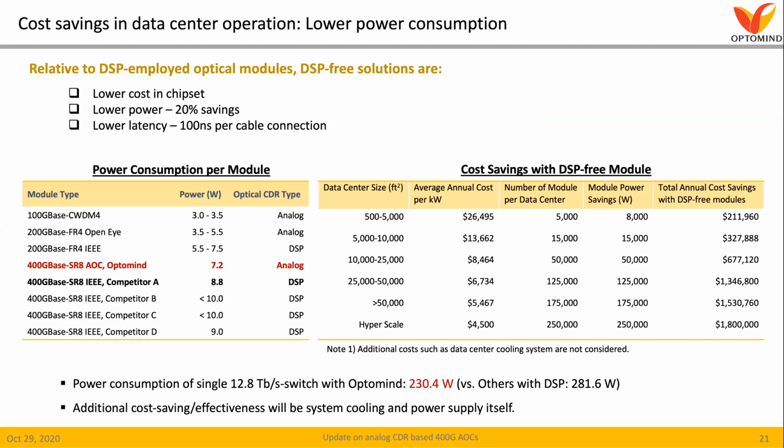Let me show you one example calculation table on the cost savings in data center operation based on lower power consumption of AOC. The actual amount of cost savings shall be different from the table, and it is shown for your visual information purpose only. The calculation does not include additional cost savings for system cooling and power supply.